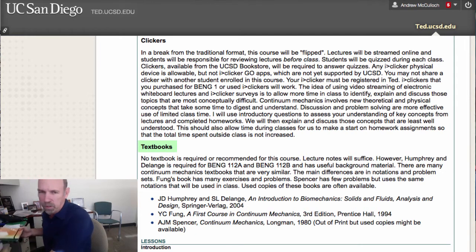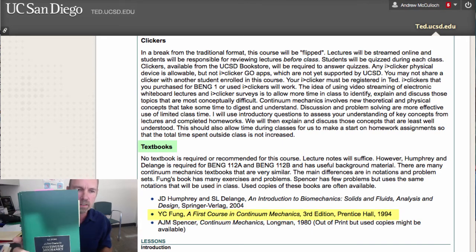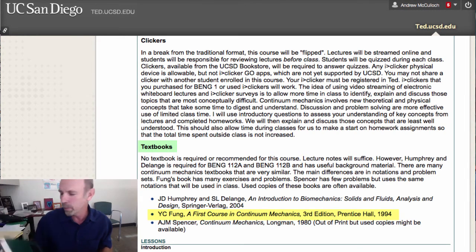There are a lot of used continuum mechanics books around, and the two that relate most closely to this course are Y.C. Fung, First Course in Continuum Mechanics. This is the second edition. The third edition is blue. The good thing about this book is it has lots of examples in it, many of which we'll use. I might even assign some homework assignments out of it, but if I do, you won't need the book. I'll reproduce them.